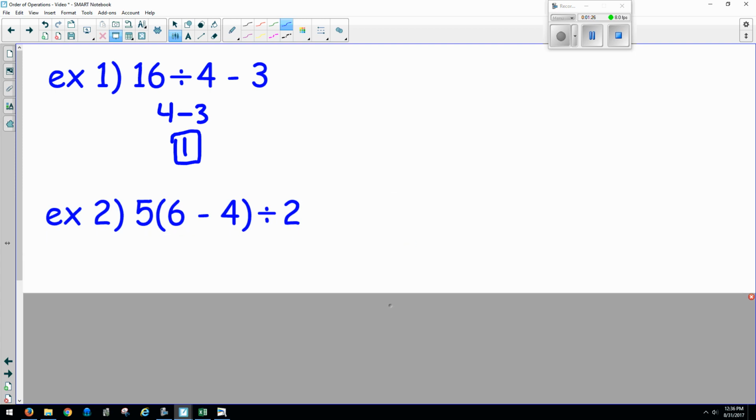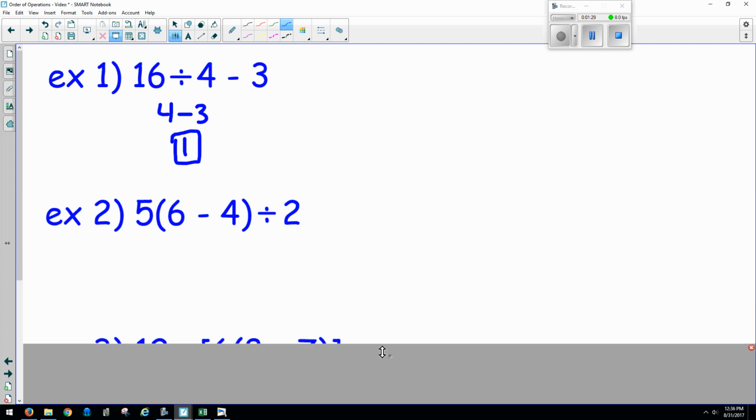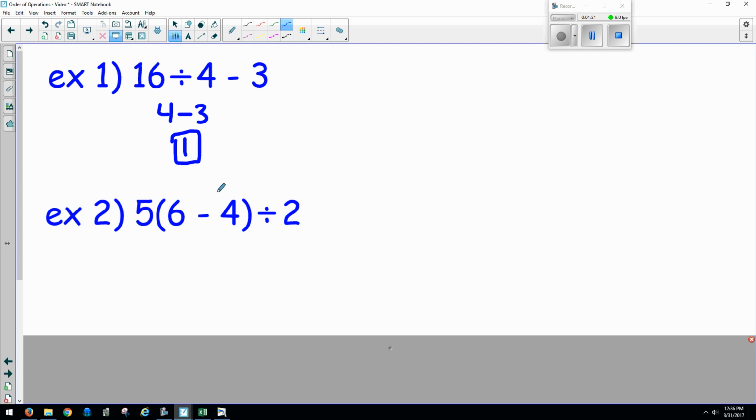In our next example, we're going to do whatever the grouping is first. In this example, the grouping is parentheses. So we're going to tackle that first. So I have 6 minus 4 in the parentheses, which is 2. Just bring everything else down.